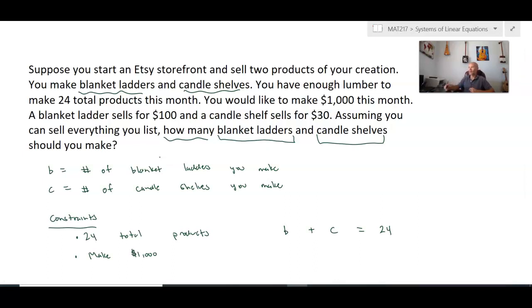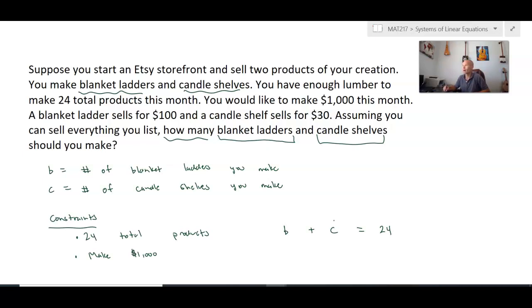Okay, well, on top of that, you need to also sell some candle shelves, and those are $30 a piece, and you're going to sell C of those. So if C was equal to, say, 5 candle shelves at $30 each, that would give you $150 in revenue there.